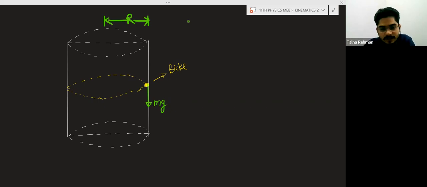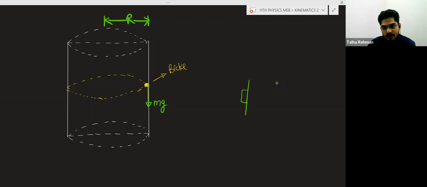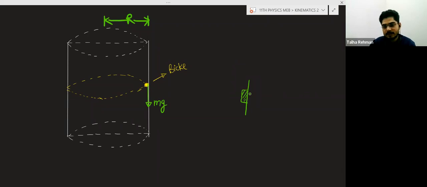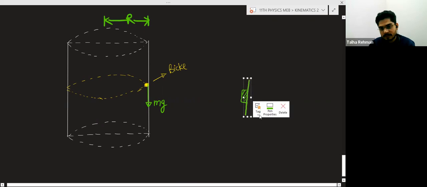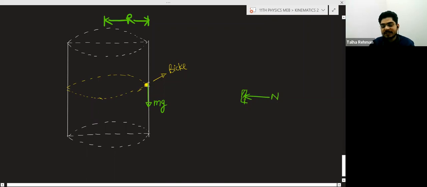Another force: this is just the surface of the well, suppose, and here will be the biker like this. This is a zoomed-in view. There will be a normal reaction by the surface on the biker. This is the biker, suppose, with bike, and there will be a normal reaction because the biker is in contact with the surface of this well.